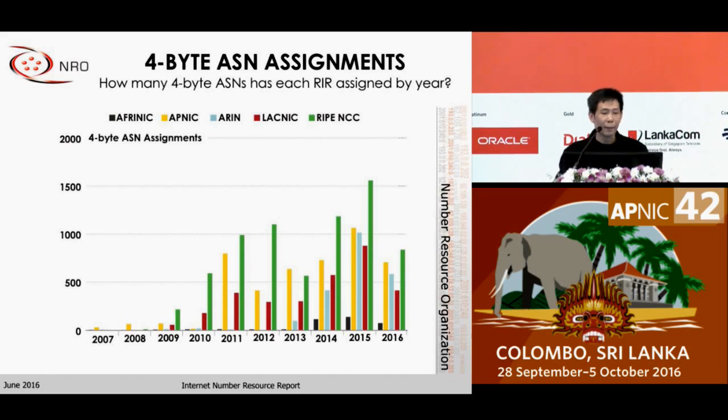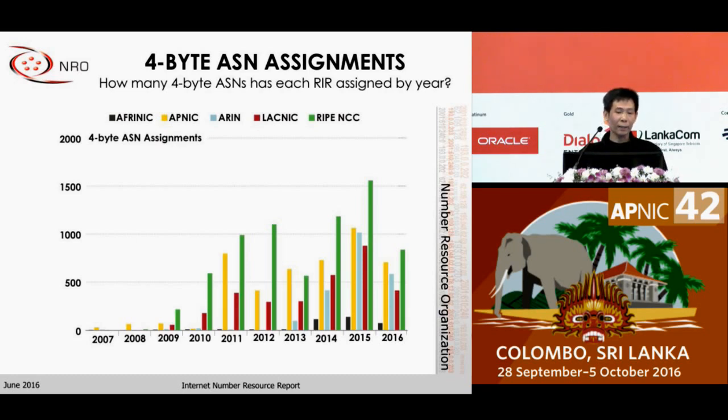You may know that the original AS number only has 16 bits. We also call them 2-byte AS numbers. The total number of 2-byte AS numbers is about 65,000. It is not enough for the internet growth. So the internet community decided to extend the AS number from 16-bit to 32-bit. We call it 4-byte AS numbers.